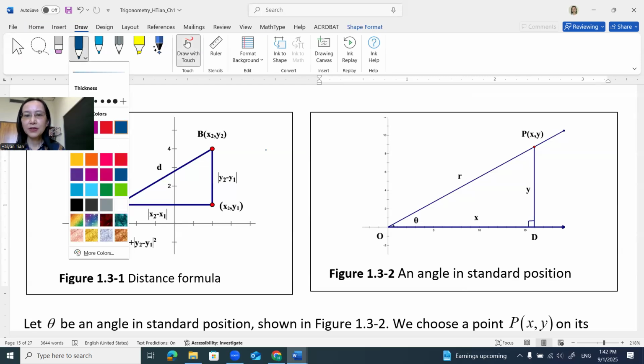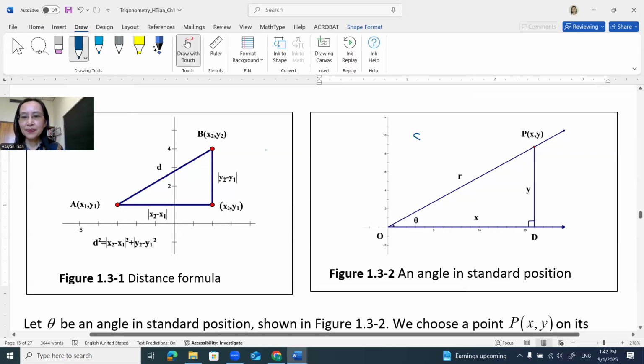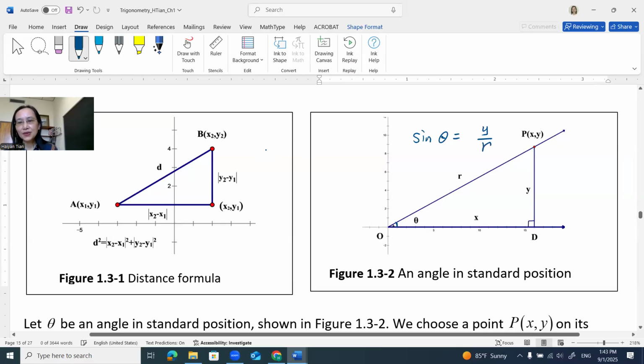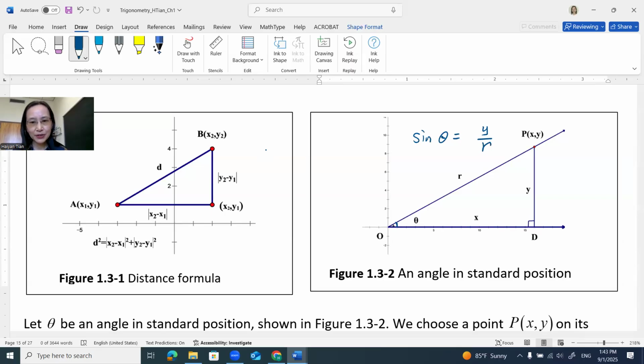Let me pick a color. This is sine theta. Sine is a function with theta being the input, so your function value really depends on theta. For this particular theta, we have a point on the terminal side of theta, and we calculate sine theta by the ratio y over r. So the ratio y over r is the sine value.